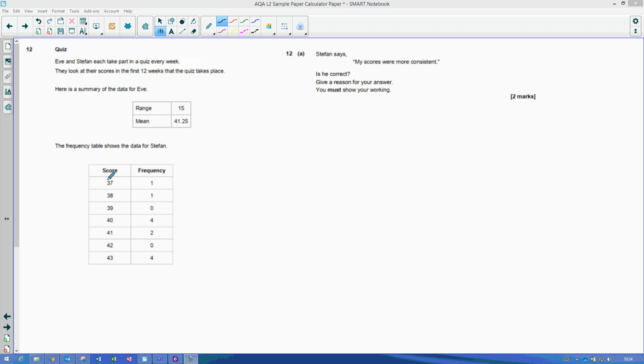A frequency table, what this means is he scored 37 once, he scored 38 once, he scored 39 no times, he scored 40 4 times, and so on. If you add this lot up, 8, 10, 11, 12, you can see that represents the 12 weeks.